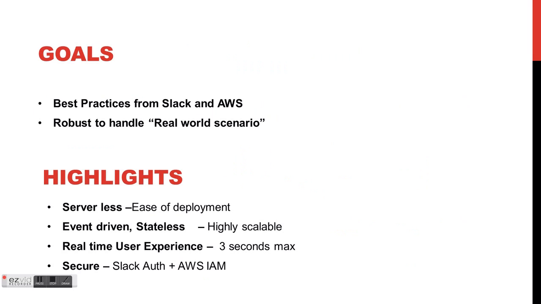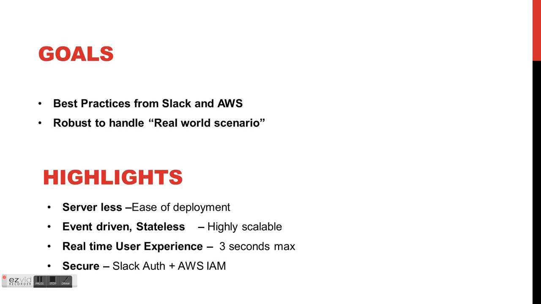The goals when I was preparing this solution were to have the best practices, and also I wanted to make sure that the solution is robust enough to handle real world scenarios. Since it was my first time using Slack, I had a bit of background of AWS Lambda. There are a lot of learnings. I wanted to share those. Also, this code is available in Git in the public repo.